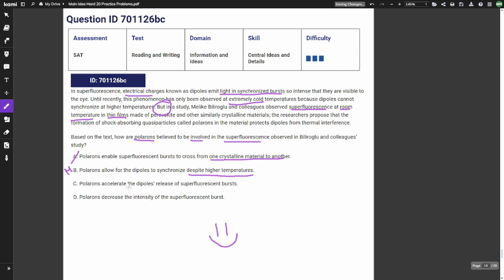C. It accelerates the release of bursts. It never talks about how it's being accelerated, or even the speed, so it's not going to be C. And then D. It decreases the intensity. Never talks about how the intensity is being decreased, so our best answer will be B.